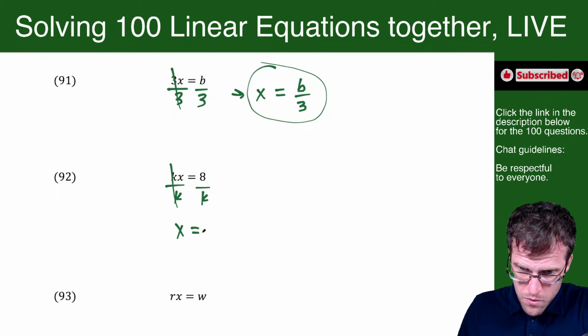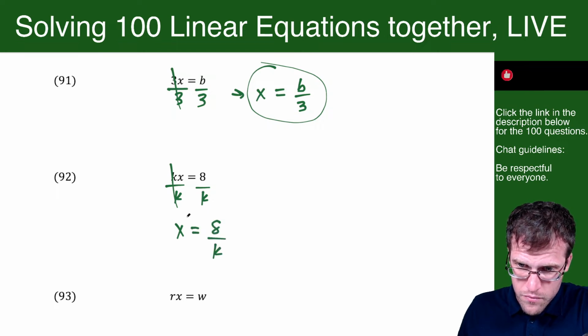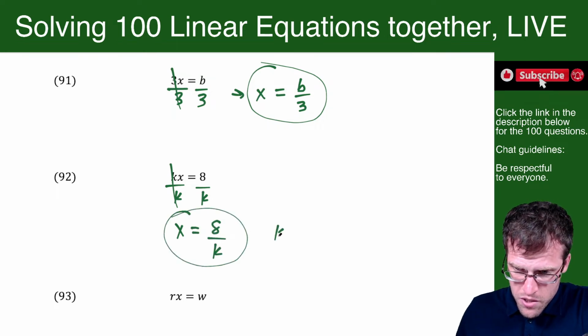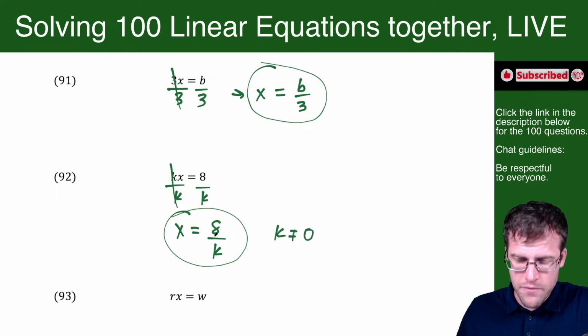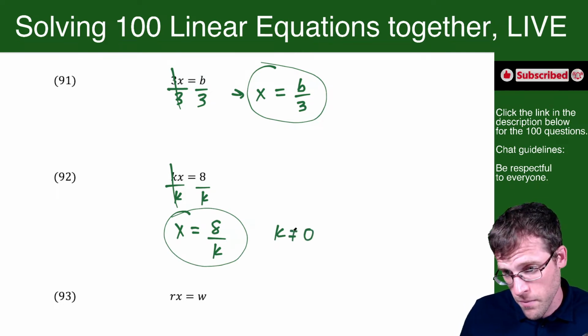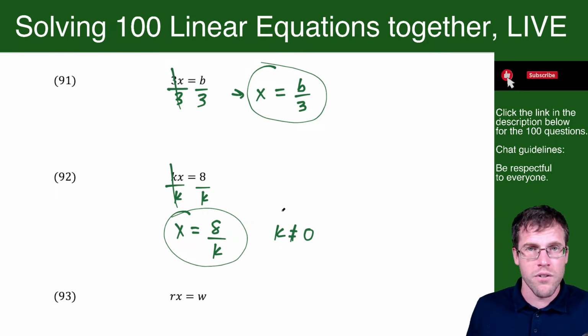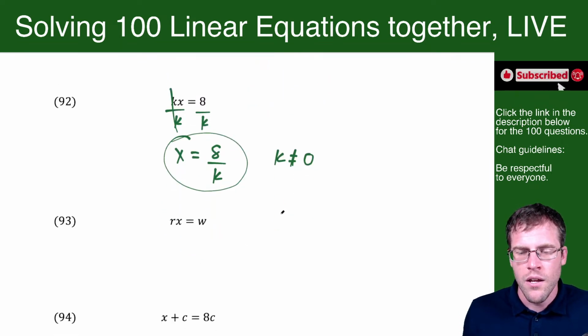Okay, divide both sides by k to get x by itself. And we'll say x equals 8 over k. Now, one thing I'll mention here, we'll just say k can't be 0. Okay, because if k is 0, the universe implodes. We can't divide by 0. All right, so k is not equal to 0. I'll just mention that anytime it's appropriate.